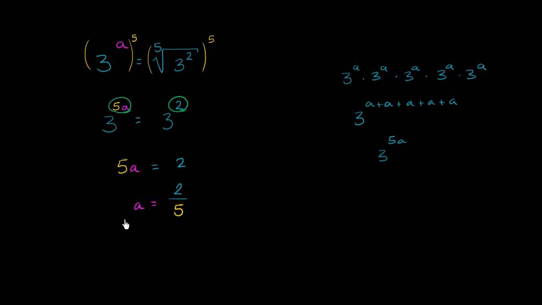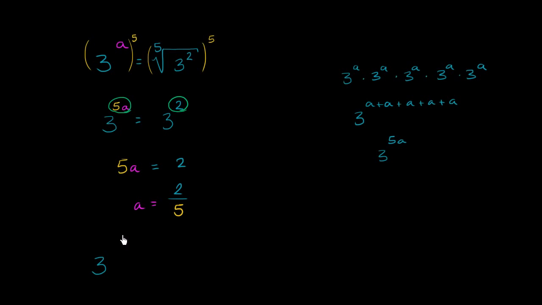2/5. And this is an interesting result. What's neat about this example is it kind of shows you the motivation for how we define rational exponents. So let's just put this back into the original expression. We've just solved for a, and we've gotten that 3 to the 2/5 power, and actually let me color code it a little bit because I think that'll be interesting.